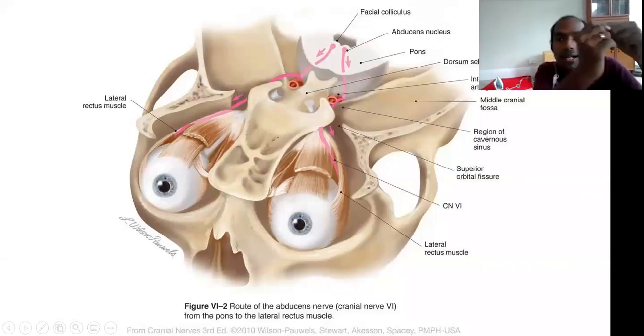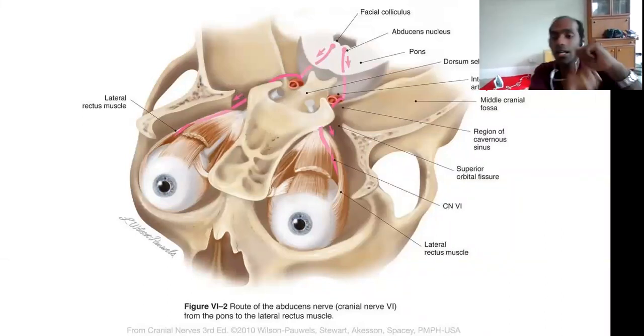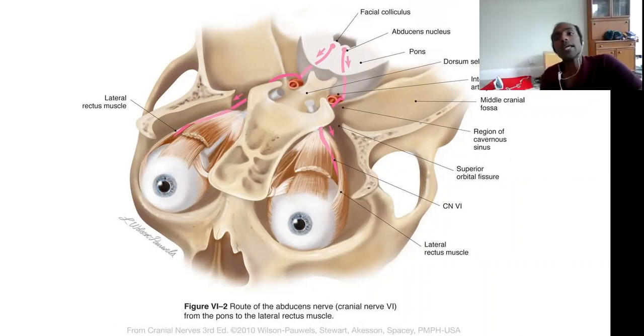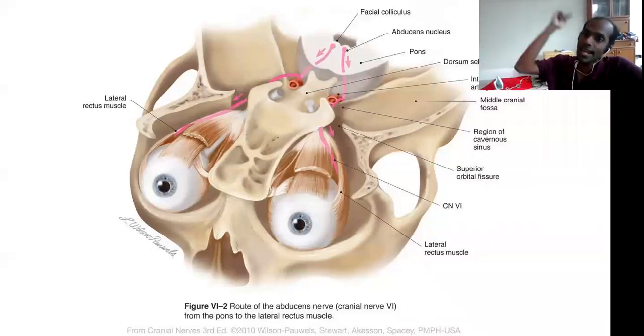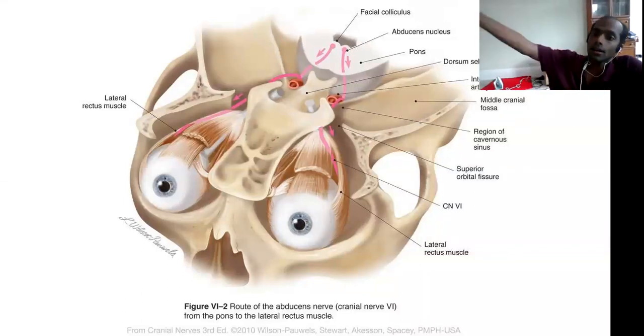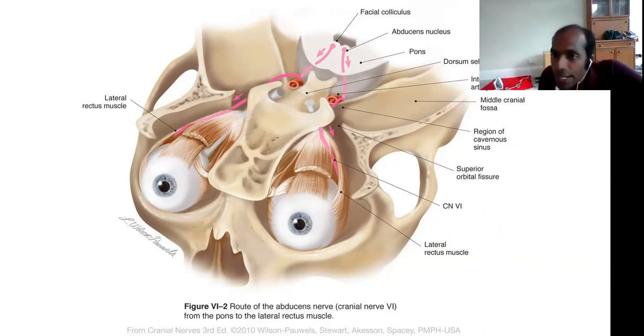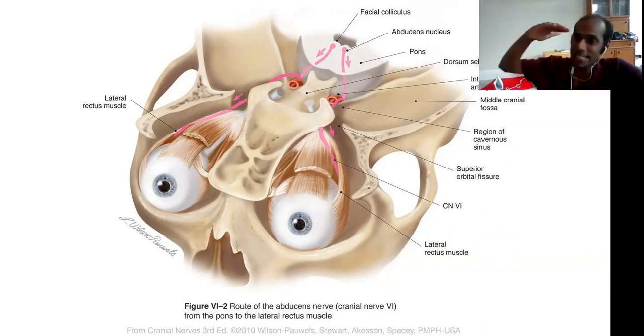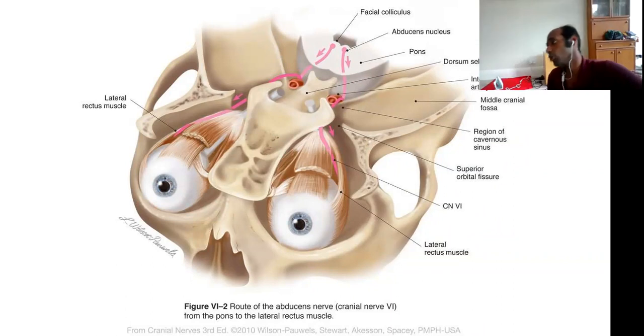At that point, it is closely related to the fifth nerve. Petrous temporal bone. 6 and 5. Really, inflammation at the petrous temporal bone can cause sixth nerve palsy and fifth nerve palsy. Find out for homework what that syndrome is called. Inflammation of the apex of the petrous temporal bone causes sixth nerve palsy and fifth nerve palsy.